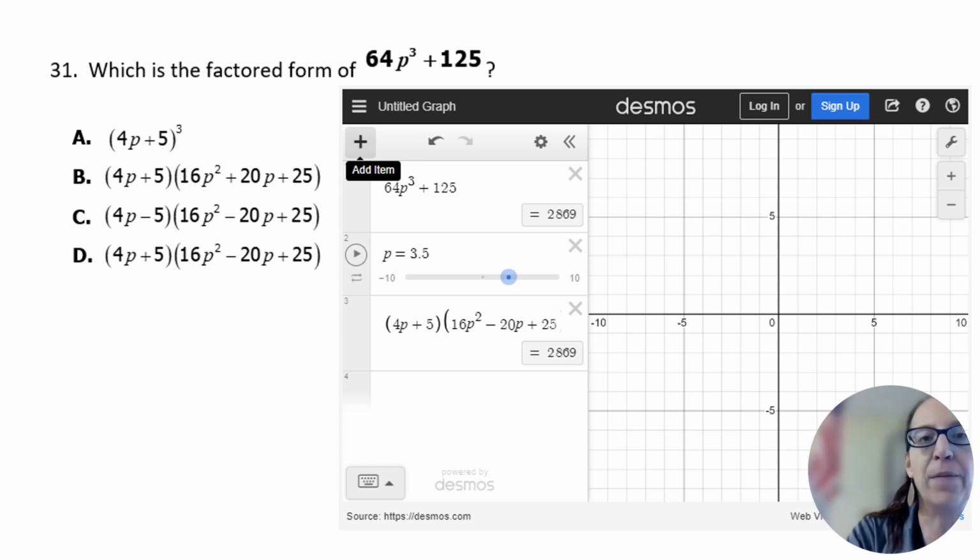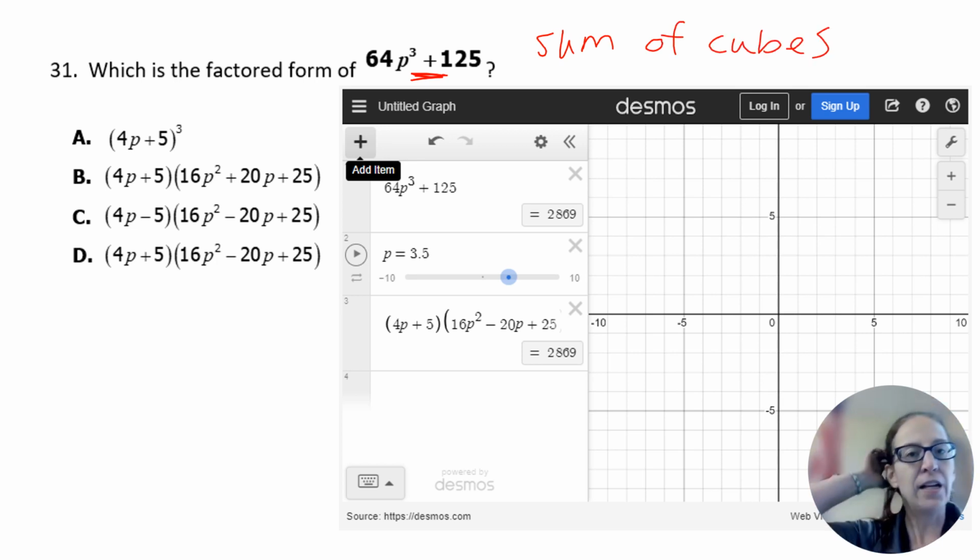But this is the sum. Okay, so plus sign means sum, and it is the sum of cubes. And the way I recognize that is because I recognize obviously that p cubed is a cube, and that 64 is 4 cubed and 125 is 5 cubed. So everything in there is cubed.